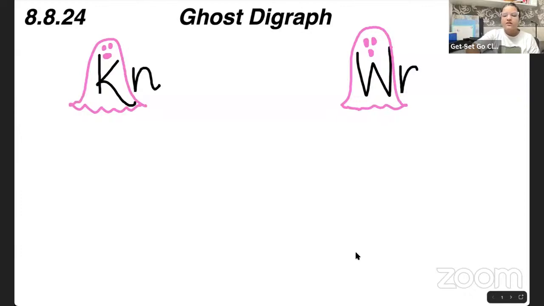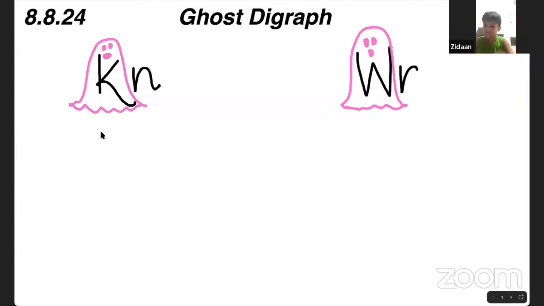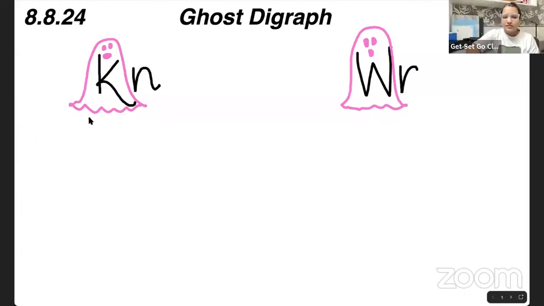Yes, you are right. Let's write the basic words first. I'll just write down KN in a different color so that we understand what sound we are doing. So first word that we will write is knit because it's very easy. Here you don't read this as knit because K is a ghost letter in this digraph.